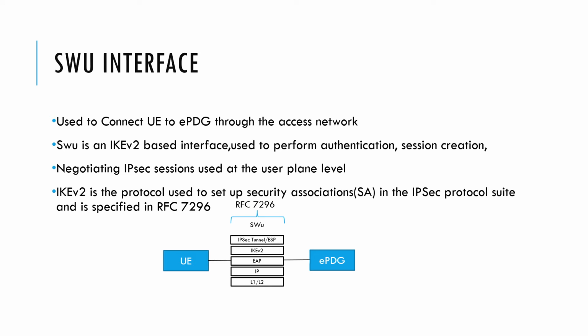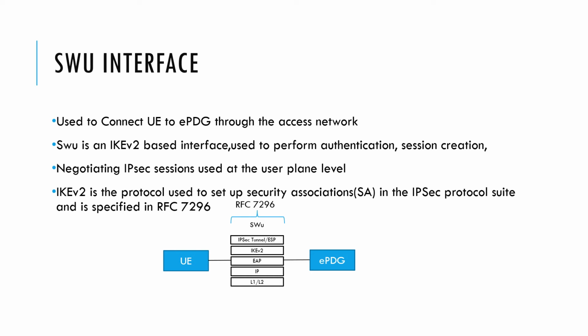So the next interface is the SWu interface. It is used to connect the UE to the EPDG through the access network. In between there is the Wi-Fi access network, and one more node in between UE and EPDG, which we can call our Wi-Fi router. It is based on the IKEv2 protocol, and it is used to perform the authentication and session creation. Session here means the IPsec sessions, negotiating IPsec sessions at the user level. So certain parameters need to be negotiated in order to set up an IPsec session. So these parameters are negotiated and then an IPsec session is set up.